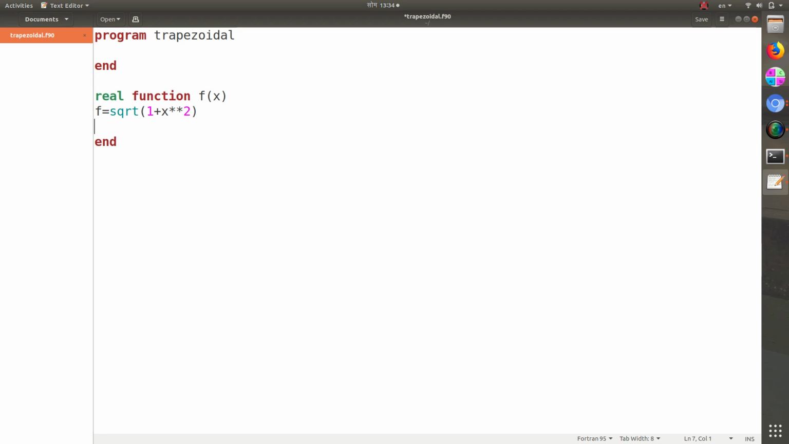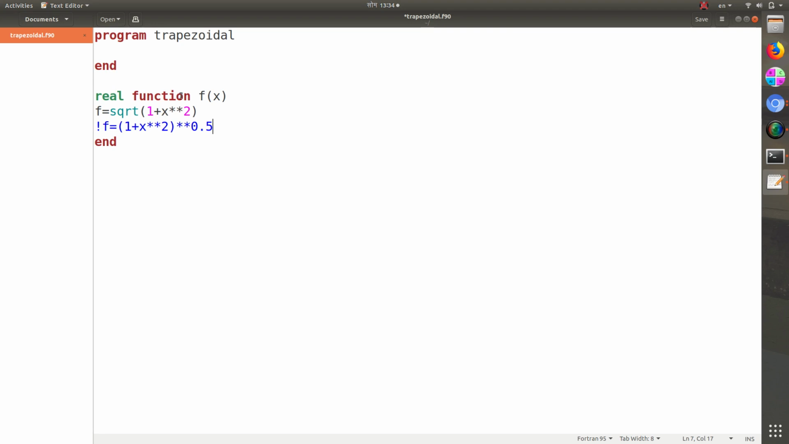We can define this in another way as well. Simply f equals bracket 1 plus x squared, to the power, which is simply double asterisk, half, which is nothing but 0.5. So this is also the square root of 1 plus x squared. This and this are the same. We can use either this or this one. Alright, this is our function.